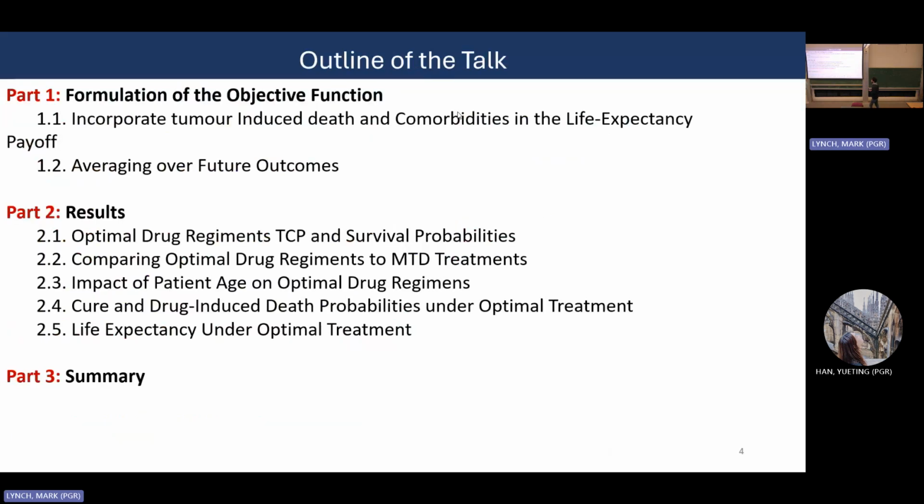So the outline of my talk is the following. First, I will give a very brief description of the model. I won't go through details, just to get the general idea. Then I will present some of our results. And lastly, if time permits, I will summarize.